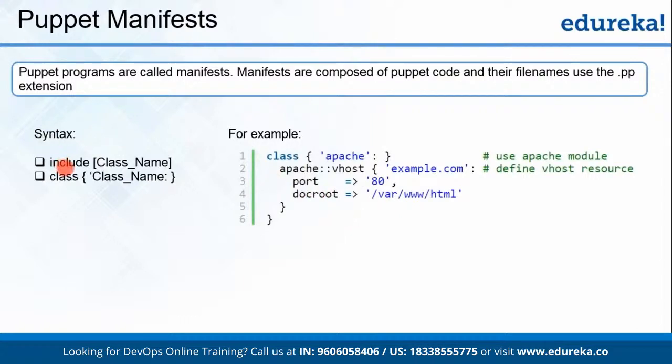Either you can just write include and the name of the class, or if you don't want to use the default attributes of that class, you can make changes using this particular syntax. That is, you write class, open the braces, the class name, colon, whatever attributes you want apart from the ones that are there by default, and then finally close the braces. All right. So now I'll practically execute a manifest that will install Apache on my nodes.